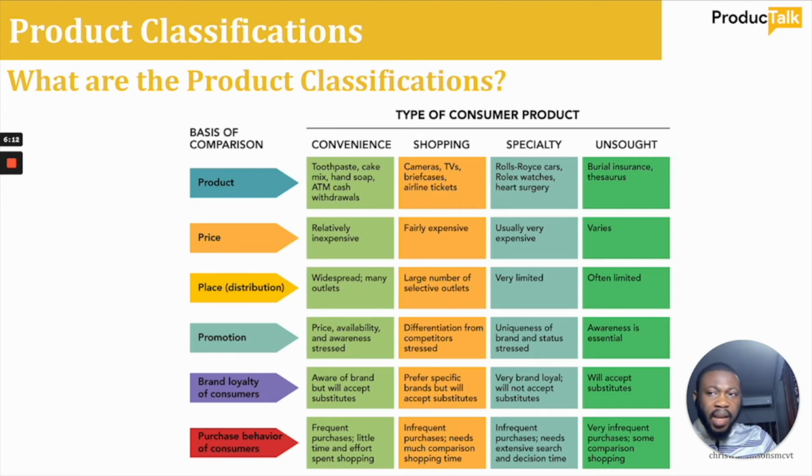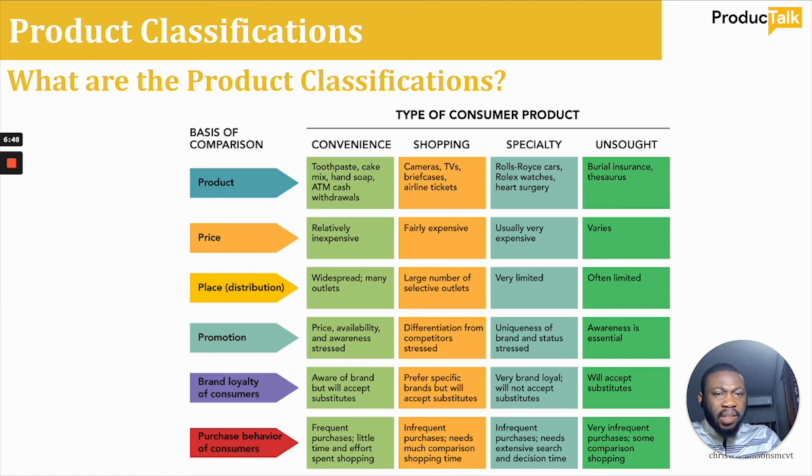For shopping, like I said earlier, your TV, your fridge, price fairly expensive. You mostly see them in a large number of selective outlets, not just anywhere. There's always a differentiation from competitors, right? There's a reason why LG is different from Samsung. They have different attributes that they stress when it comes to promotion. Your brand loyalty, customers definitely prefer a specific brand. There's a reason why you want an iPhone over a Samsung. There's a reason why you want a Samsung over an iPhone for your personal reasons. Purchase is not really frequent. You don't really need to purchase your iPhone every time. You only purchase it when you need it and you can use it for over a period of time.